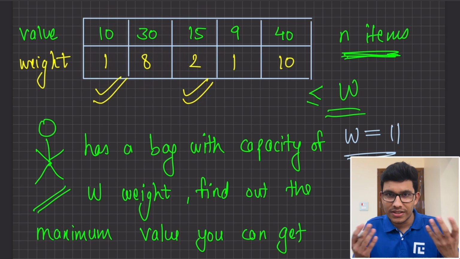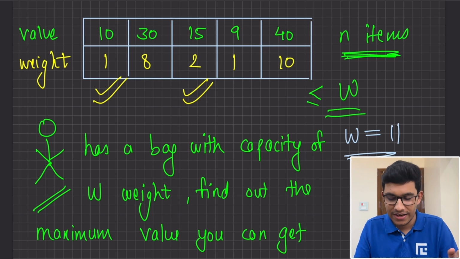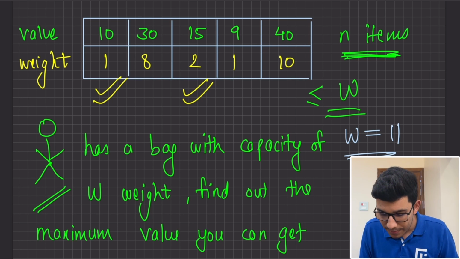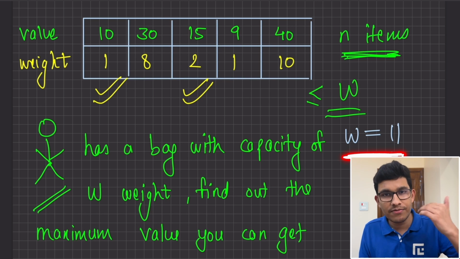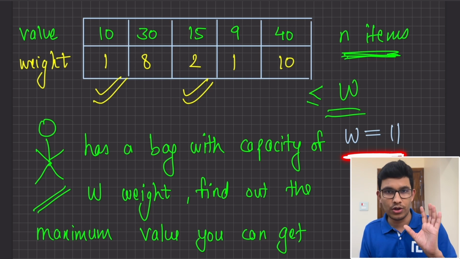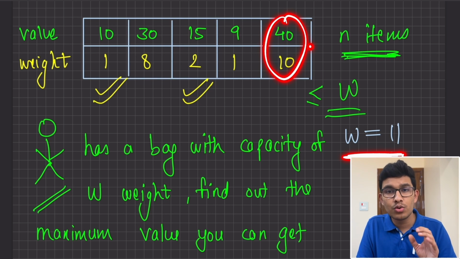Fine. Now this is the main problem. We want to solve this. Obviously the very first idea that you could think of is a greedy solution. You might think that if we have a capacity of 11, why not choose the item which has the maximum value while its weight is less than or equal to 11. So let's suppose you choose this item. You got a value of 40 and you use a weight of 10.